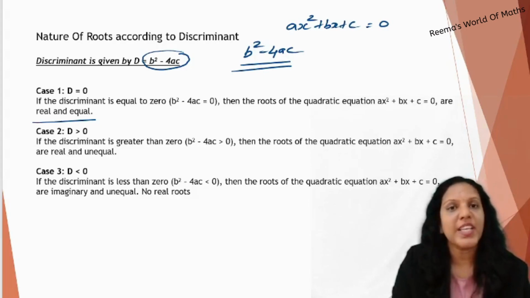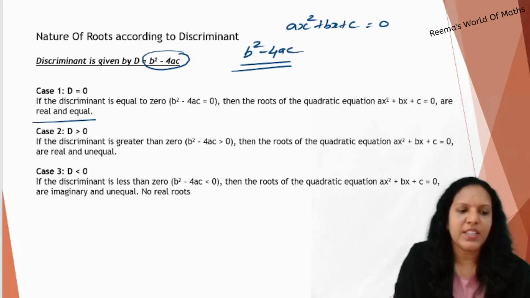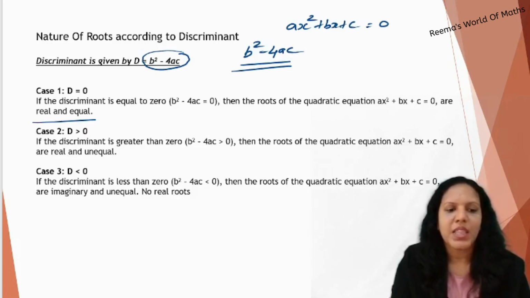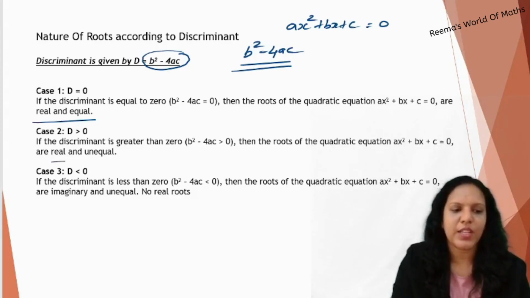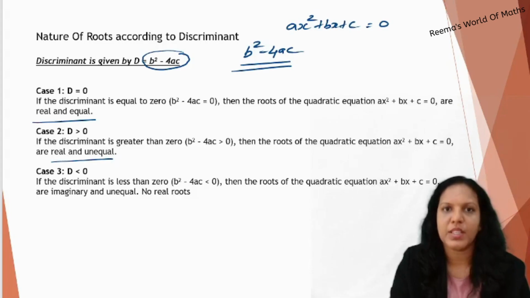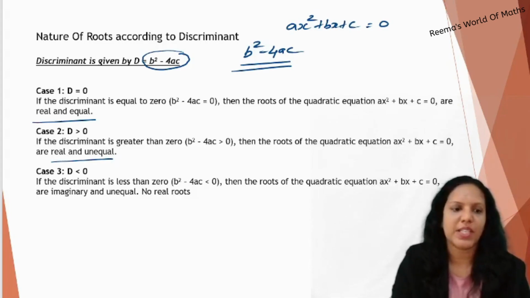So it will have two equal roots. Second condition, which is D is greater than 0, where the discriminant is greater than 0, then the roots of the quadratic equation will be real and unequal. So there will be two different roots, and that will be unequal as well.